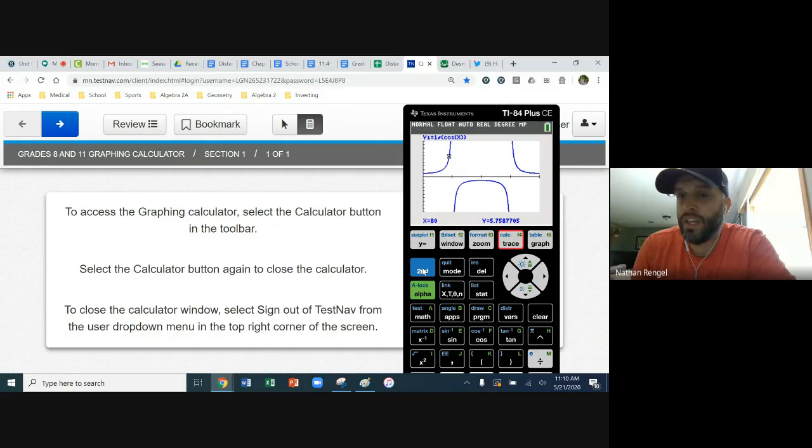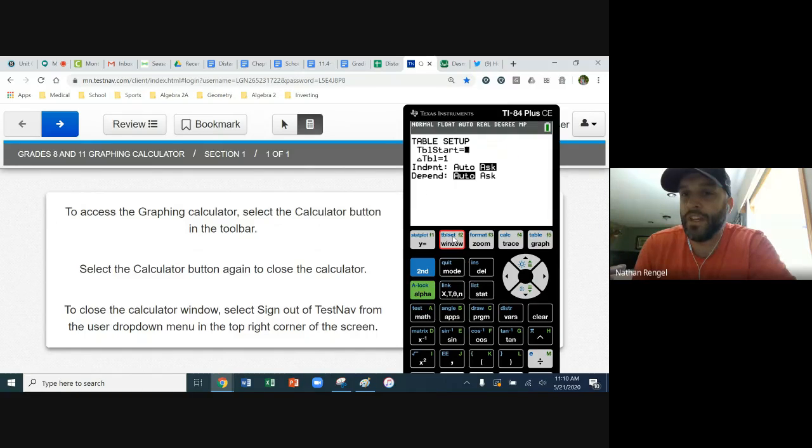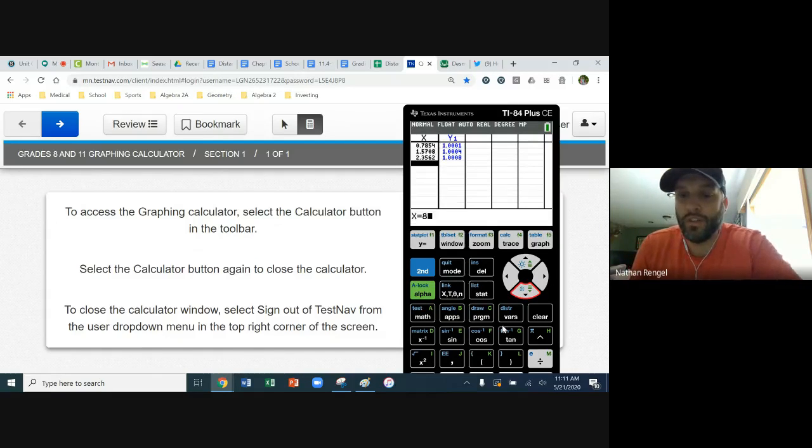The other way is you can do a table set. So hit second, table set. You can change it to ask, and then you go to your table. When you're in your table, we'll clear out. I can't clear those out right now, but you can add it to whatever maybe you have in your table already when you changed it to ask, 80, and then it'll tell you your result.